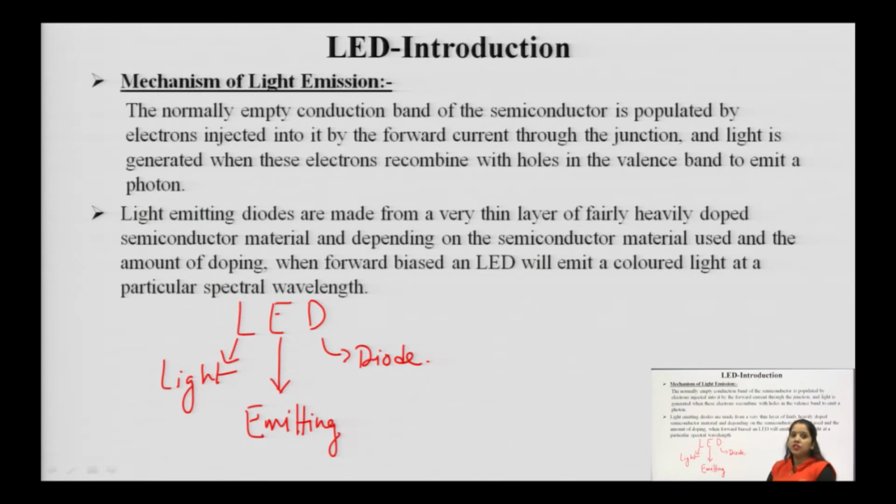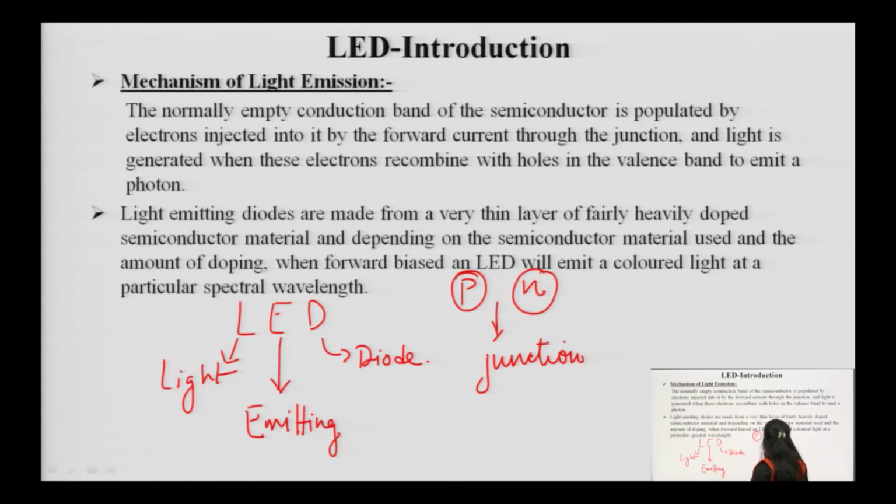So, what is the mechanism of light emission in this? The normally empty conduction band of the semiconductor is populated by electrons injected into it by the forward current through the junction, and light is generated when these electrons recombine with the holes in the valence band to emit a photon. As the name indicates, it is a diode, so it should contain a PN junction: p-type semiconductor, n-type semiconductor, and in between a junction.